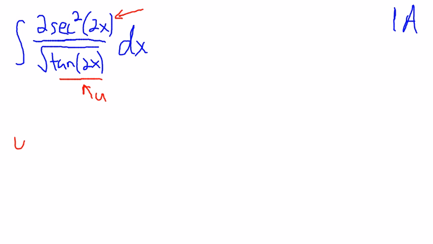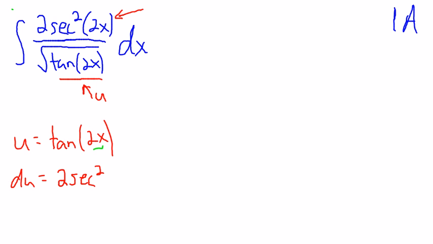I'm going to let u equal tan of 2x, and then I'm going to differentiate that. So I get du equals, there's a little bit of a chain rule here. I need to take the derivative of the inside. The inside is a 2x. The derivative of the inside is 2, right? Because that's a line, and it's got a slope of 2. So I get a 2, and then I get the secant squared of 2x.